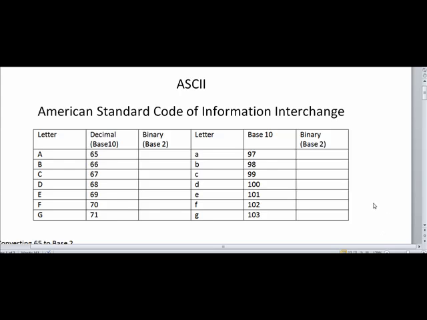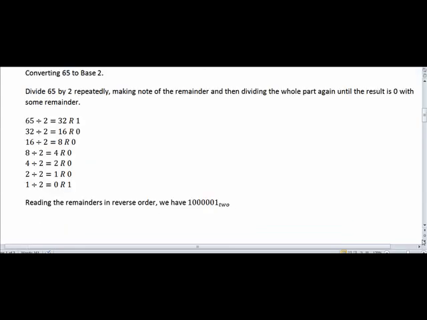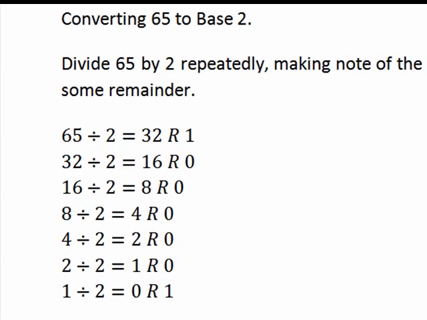So let's talk about how to convert the number 65, which represents the letter A in ASCII, into binary. Whenever you want to convert to base 2, or really any decimal number to a binary number, we're going to divide it repeatedly by 2. So we're going to take 65 divided by 2 and get 32 remainder 1, and then we're going to repeat that process over and over again, making a note of the remainder until we get down to 0 with some remainder. Now when you're dividing by 2, the remainder is always going to be 0 or 1, and those remainders represent the digits in our binary version of 65.